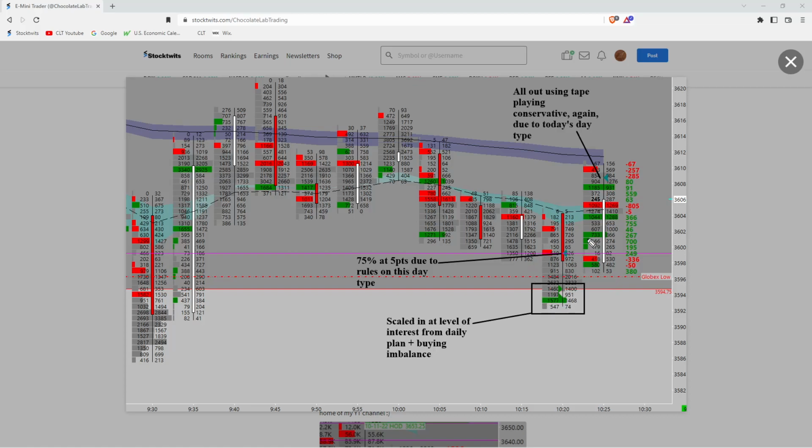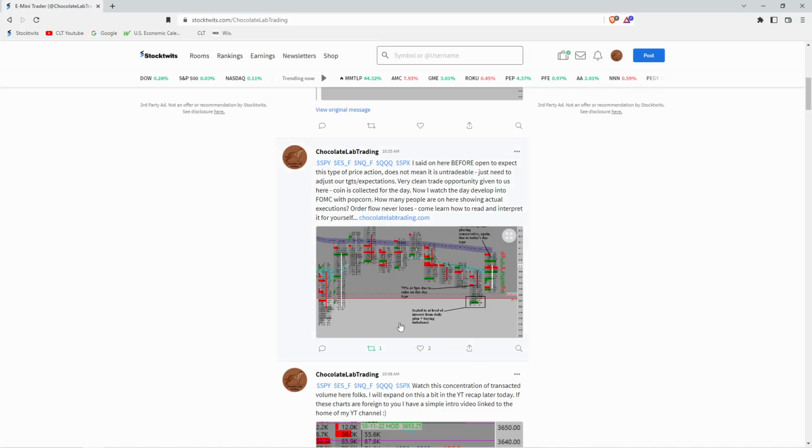I took 75% off at 5 points due to the rules that I have in place for myself and what I share in the room regarding this day type. And then I took that last 25% off of my original position at this level. So we can see on the tape there is temporary exhaustion into this moving average, but that's not why I took it off there. I took it off due to what I saw on the tape, as well as some other tools that we use in the room.